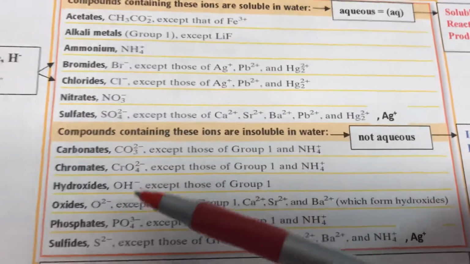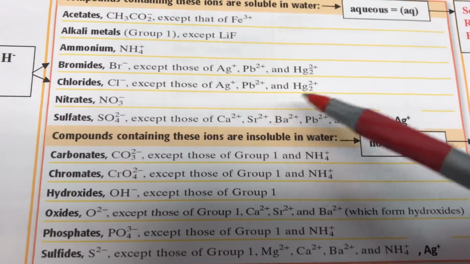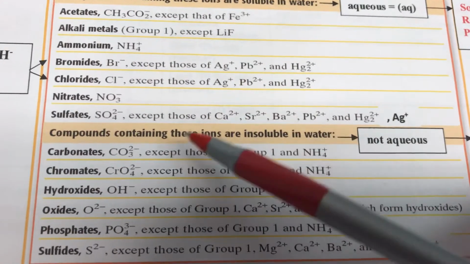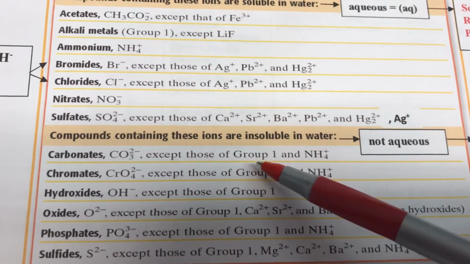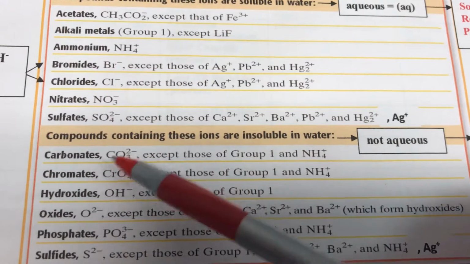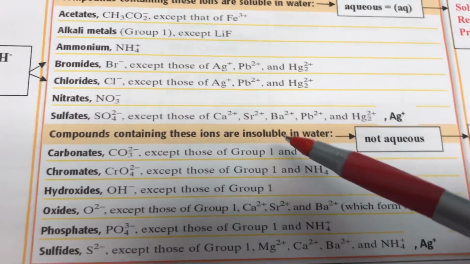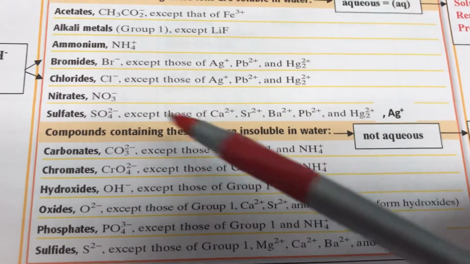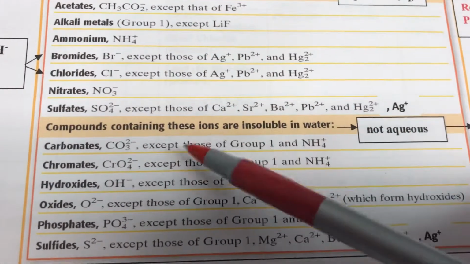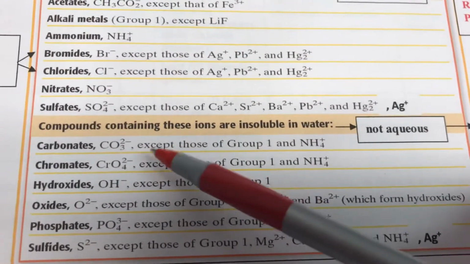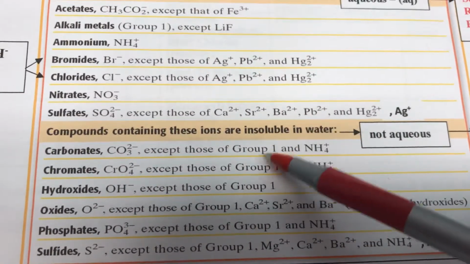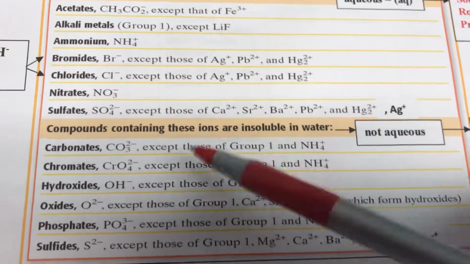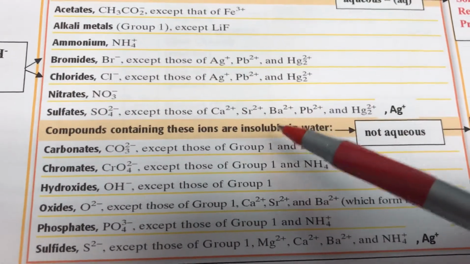Now how do you read it? It's the same thing. Carbonates are insoluble except group 1 and ammonium. So if it's Na, group 1, sodium carbonate will be soluble because sodium is group 1, so it is an exception. If it's iron carbonate, for example, it will be insoluble because iron is not in the exceptions. Anything with an exception will be the opposite of what you learned. Now we can actually do this worksheet.